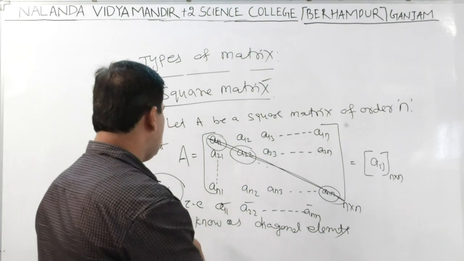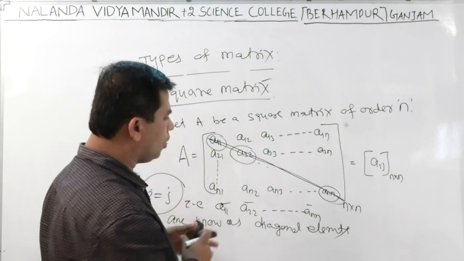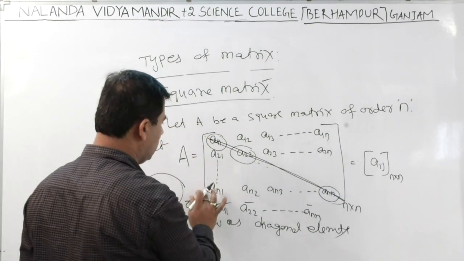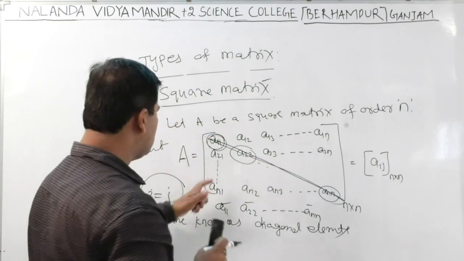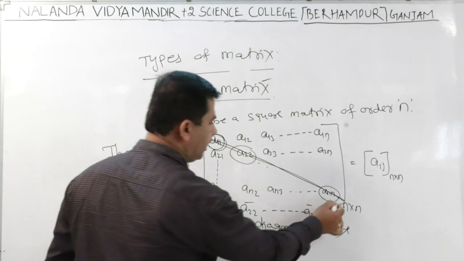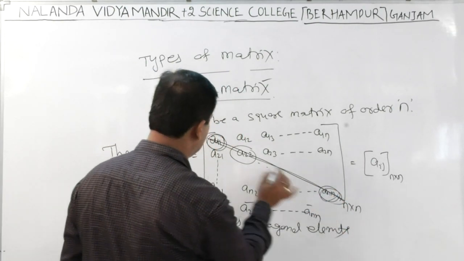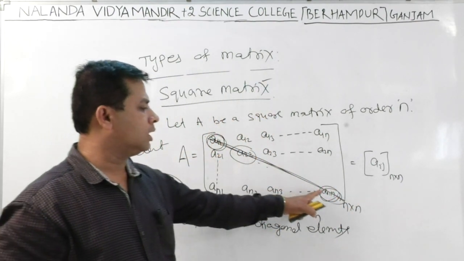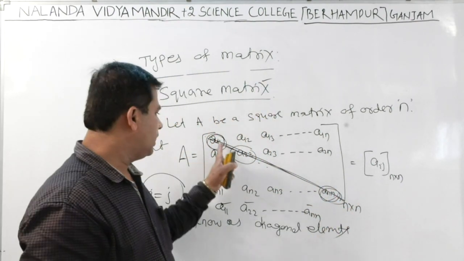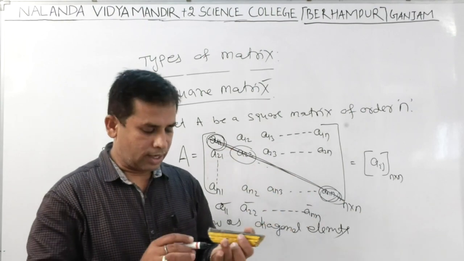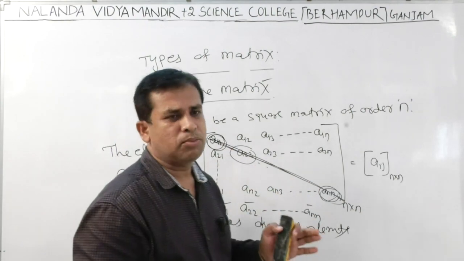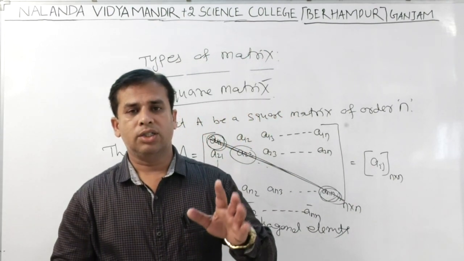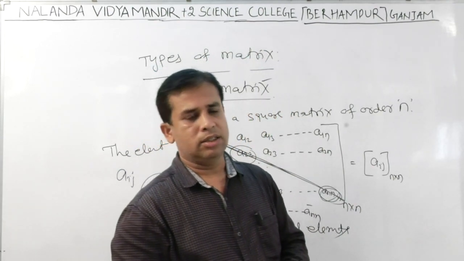If we go from left top to right bottom, A11 is our left top and Ann is our right bottom. If we go through this, all the elements are known as diagonal elements, and this line is known as the diagonal, or we can say simple diagonal, main diagonal, principal diagonal, or also known as leading diagonal.